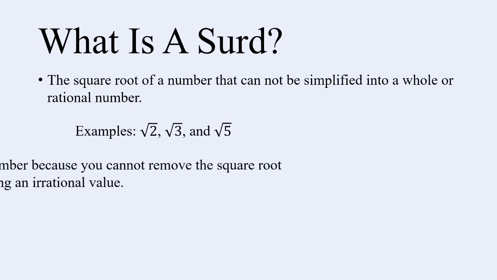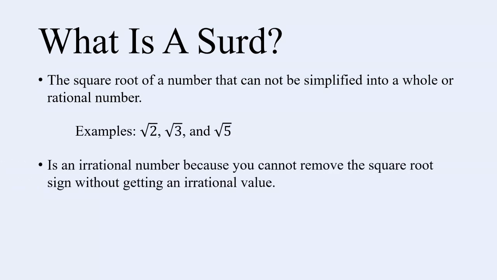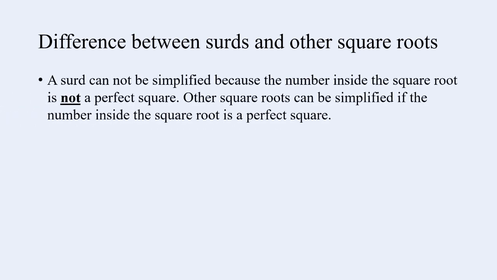A surd is an irrational number because you cannot remove the square root sign without getting an irrational value. So for example, if we evaluate the square root of 5, we get this long irrational number. The difference between a surd and other square roots is that a surd cannot be simplified because the number inside the square root sign is not a perfect square.